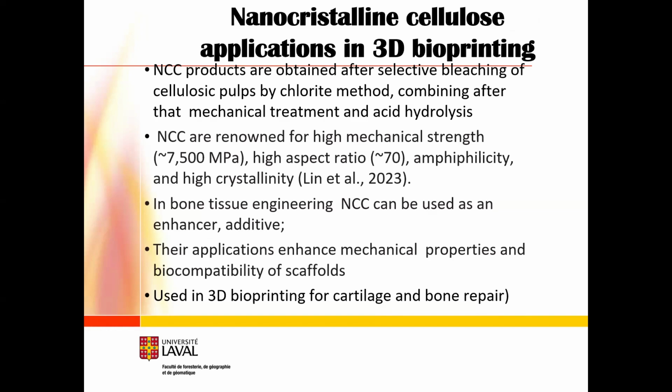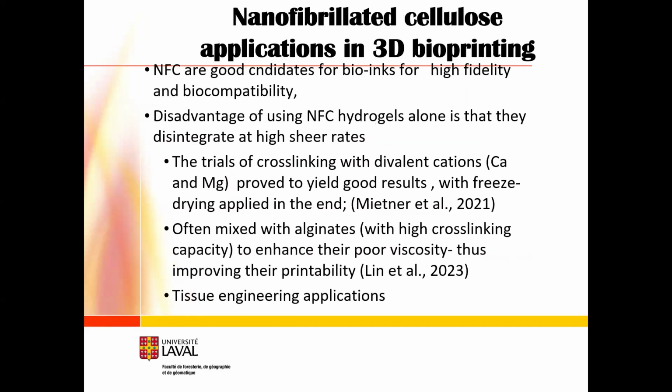So the nanocrystalline cellulose is applied mainly to modify the rheological properties and is used in scaffolds and in tissue engineering. And the same is applicable to nanofibrillated cellulose, which is also often used in combination with the alginate matrices and in tissue engineering.